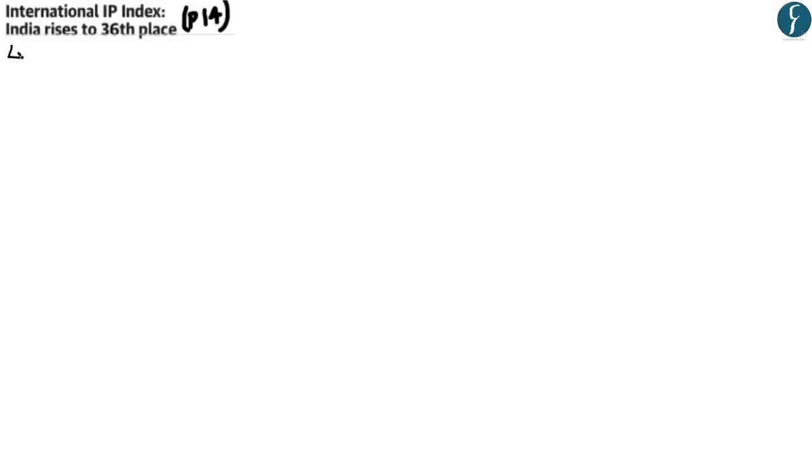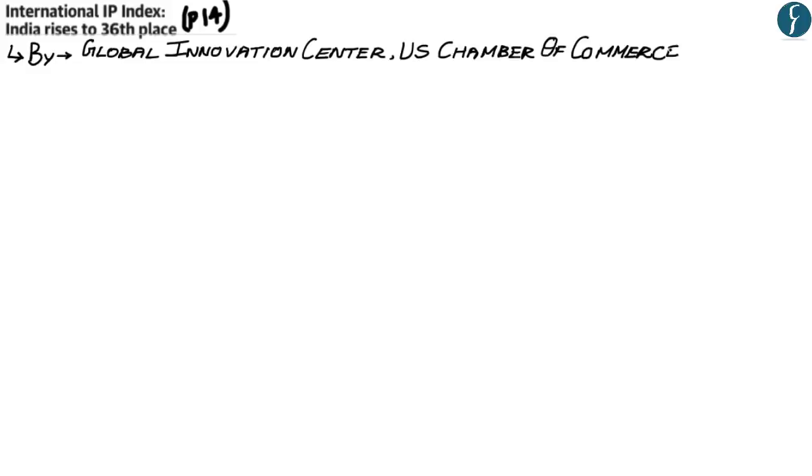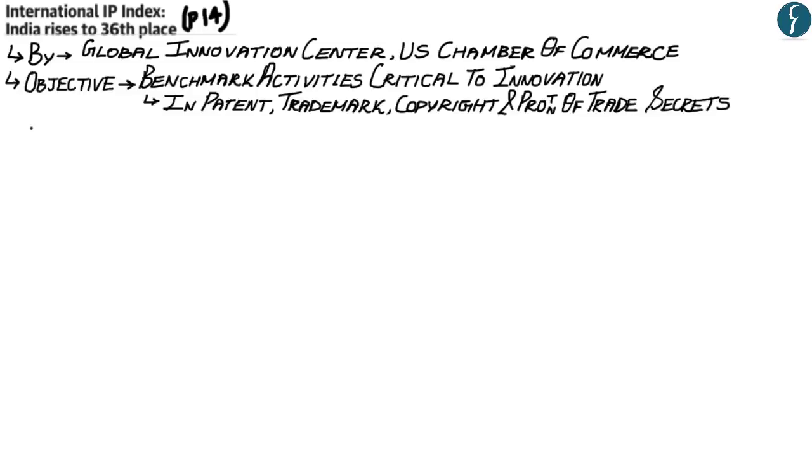Now, this International IP Index report has been released by the Global Innovation Policy Center, which is under the US Chamber of Commerce, whereby the objective of the International IP Index report is to benchmark activities which are critical to innovation surrounding patent, trademark, copyright, and trade secret protection. Now, the main unique feature of the International IP Index is that it analyzes the intellectual property climate in 50 world economies, whereby these 50 world economies are then ranked on 40 unique indicators.